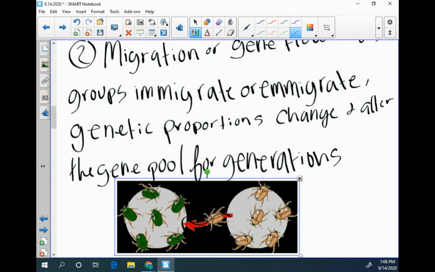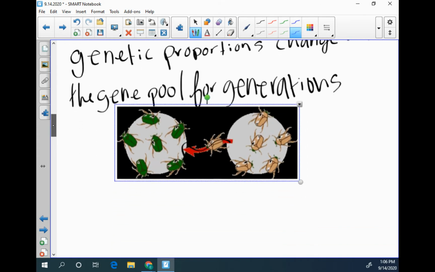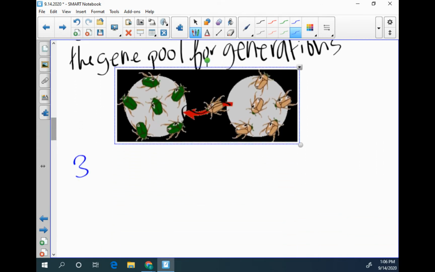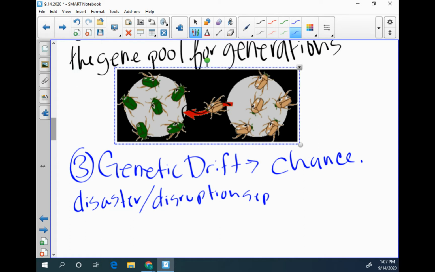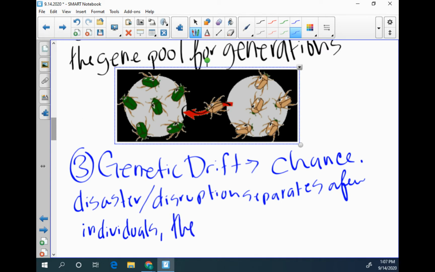The next mechanism for evolution is called genetic drift. Genetic drift is essentially chance. Something completely random affected the gene pool of a population. So if a disaster or disruption separates a few individuals, the gene pool will change.